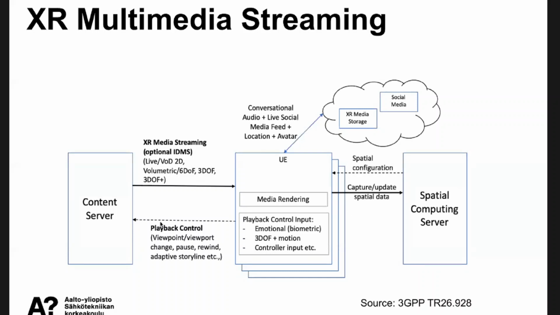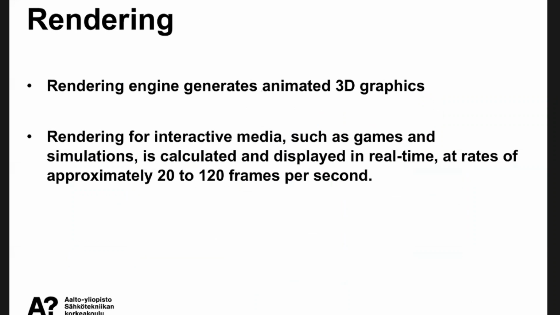So from a 5G perspective, at least it needs to provide very high bandwidth, able to send all that content with very low latency. And the device needs to be powerful enough to render the content. For rendering, basically there will be a rendering engine running in the phone or in VR in general, to generate this animated 3D graphics. For interactive media, like games or simulation, the frame rate needs to be even up to 120 frames per second. So if the resolution is high and the frame rate is high, then the bandwidth is high, because the bandwidth can be calculated simply as the resolution times the frames per second.